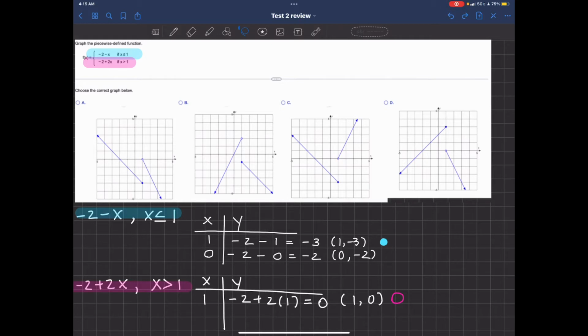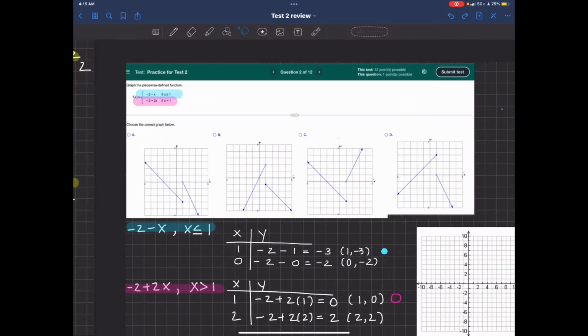Okay, so still A and C show this point. Our next number we're going to pick is going to be a number greater than 1. So that's going to be 2. So I have -2 plus 2 times 2. So -2 plus 4 is going to be 2. So our next ordered pair is going to be 2, 2. And that gives us answer choice C.